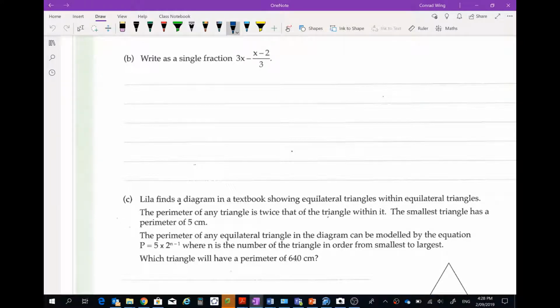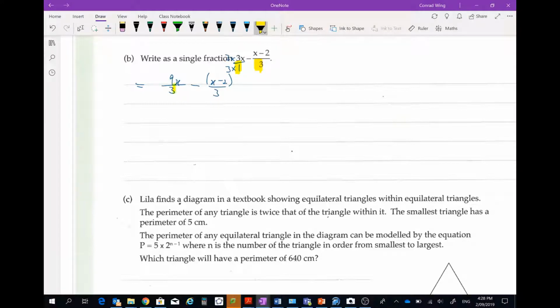Right, so to write this as a single fraction, first of all we'll rewrite this as 3x over 1, and we've got to make the two denominators the same before we can combine the two fractions. So we'll write the first fraction as, change the denominator to 3, so multiply the numerator and the denominator by 3, I get 9x over 3 minus, I'm going to put a bracket here, x minus 2 all over 3.